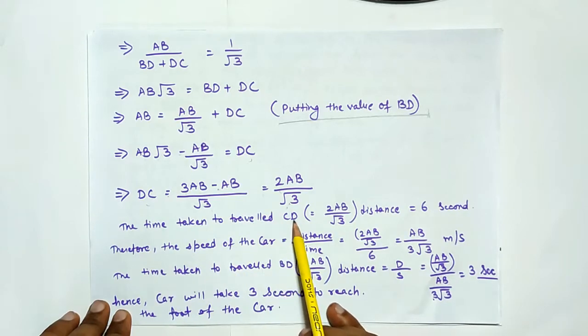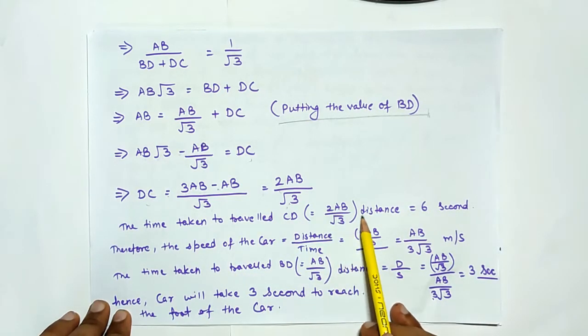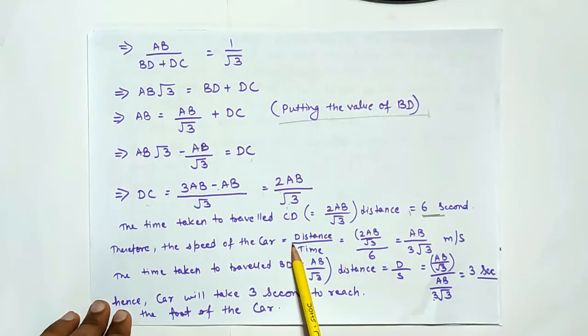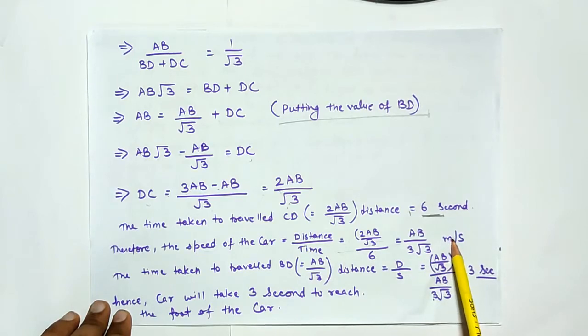The distance travelled in CD is equal to 2AB upon root 3, and the time is equal to 6 seconds. Therefore, the speed of the car is equal to distance upon time, which is equal to 2AB upon root 3 upon 6, which is equal to AB upon 3 root 3 meter per second.